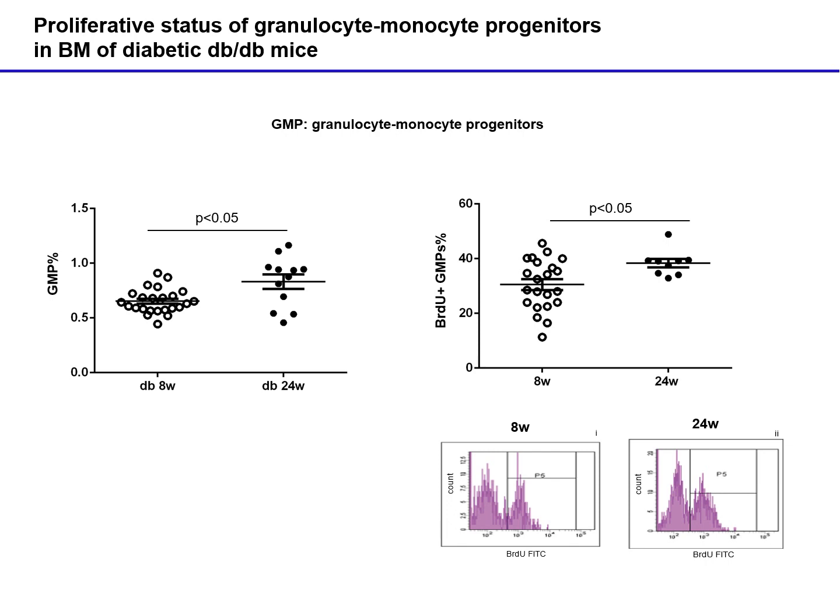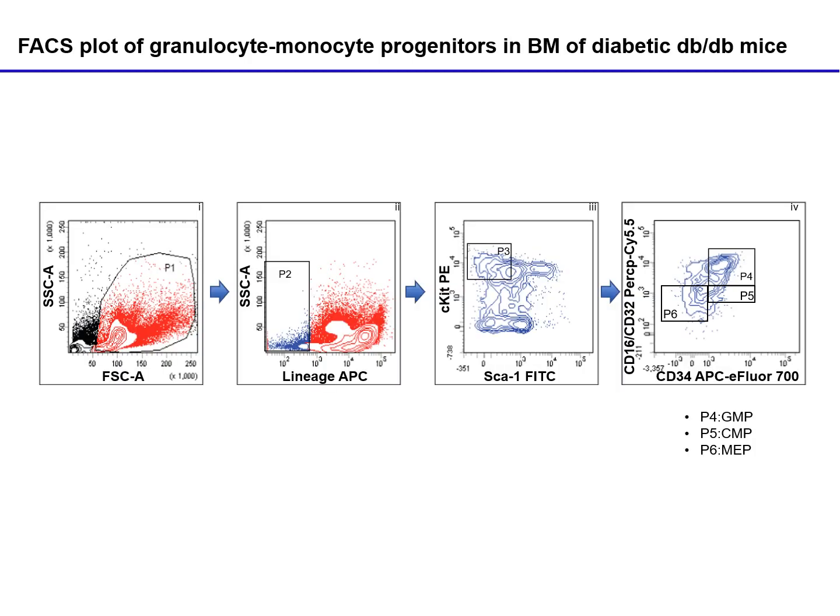Let's look at the representative FACS plot for BrdU analysis when gated on GMP cells. You see the BrdU-positive cells here. These slides provide representative FACS plots of GMP analysis in the bone marrow cells. First, we gated on living cells, then lineage-negative cells, and then c-Kit positive, Sca-1 negative cells. Finally, the GMP cells, CMP cells, and MEP cells.